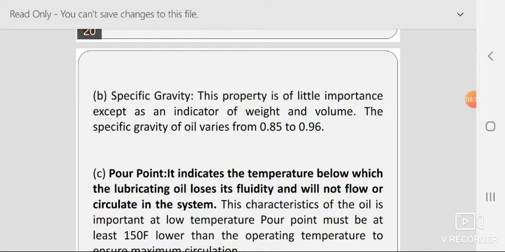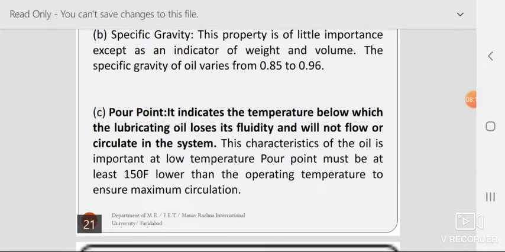Specific gravity, this property is of little importance except as an indicator of weight and volume, so we won't talk much about that. Now comes an important point, that is pour point. Pour point indicates the temperature below which the lubricating oil loses its fluidity and will not flow or circulate in the system. That means below that point, the lubricating oil is highly viscous. The moment it becomes highly viscous, the flow decreases. It will not properly circulate in the system.